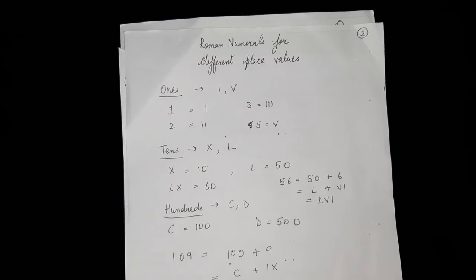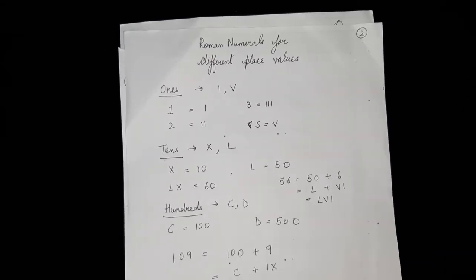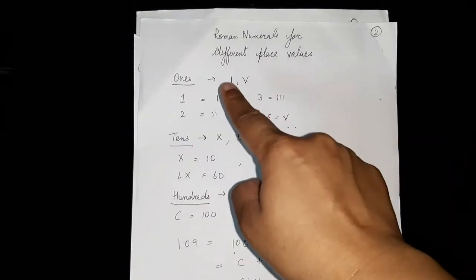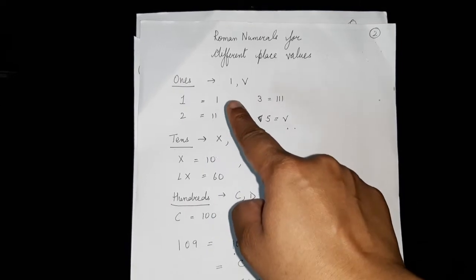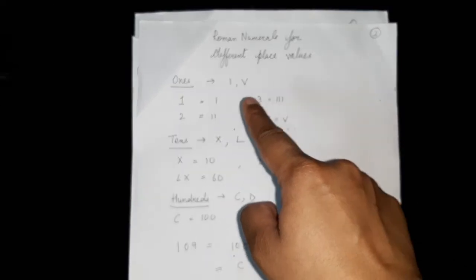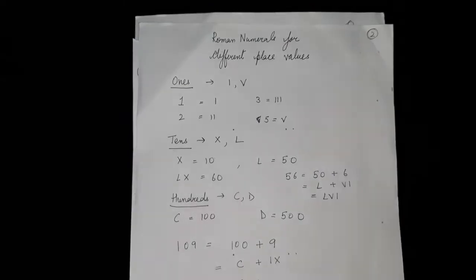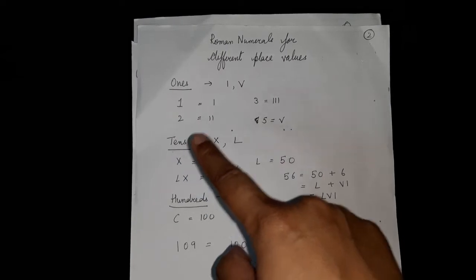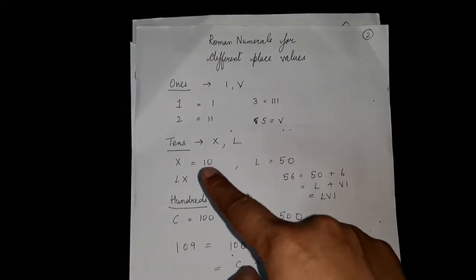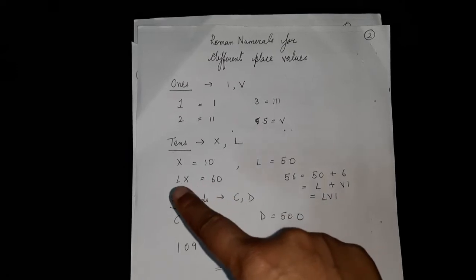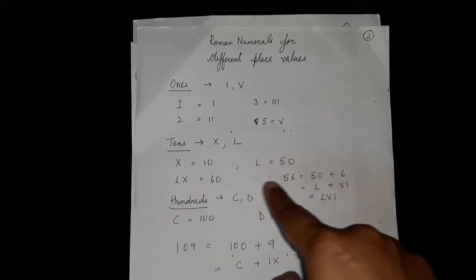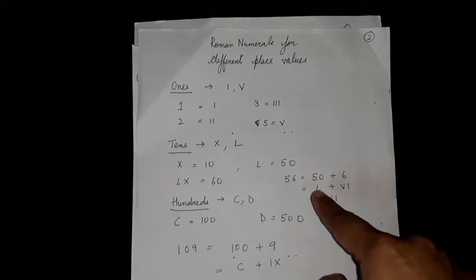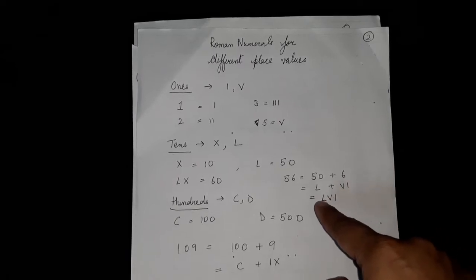Now let us learn different Roman numerals for different place values, so it is easier for us to remember. Like for ones we use I and V. Like 1 is equal to I, 2 is equal to II, 3 is equal to III, 5 is equal to V. For tens, it's X and L. X stands for 10, L stands for 50, LX is equal to 60. 56 has 50 plus 6. So 50 is L, 6 is VI, so it is LVI.